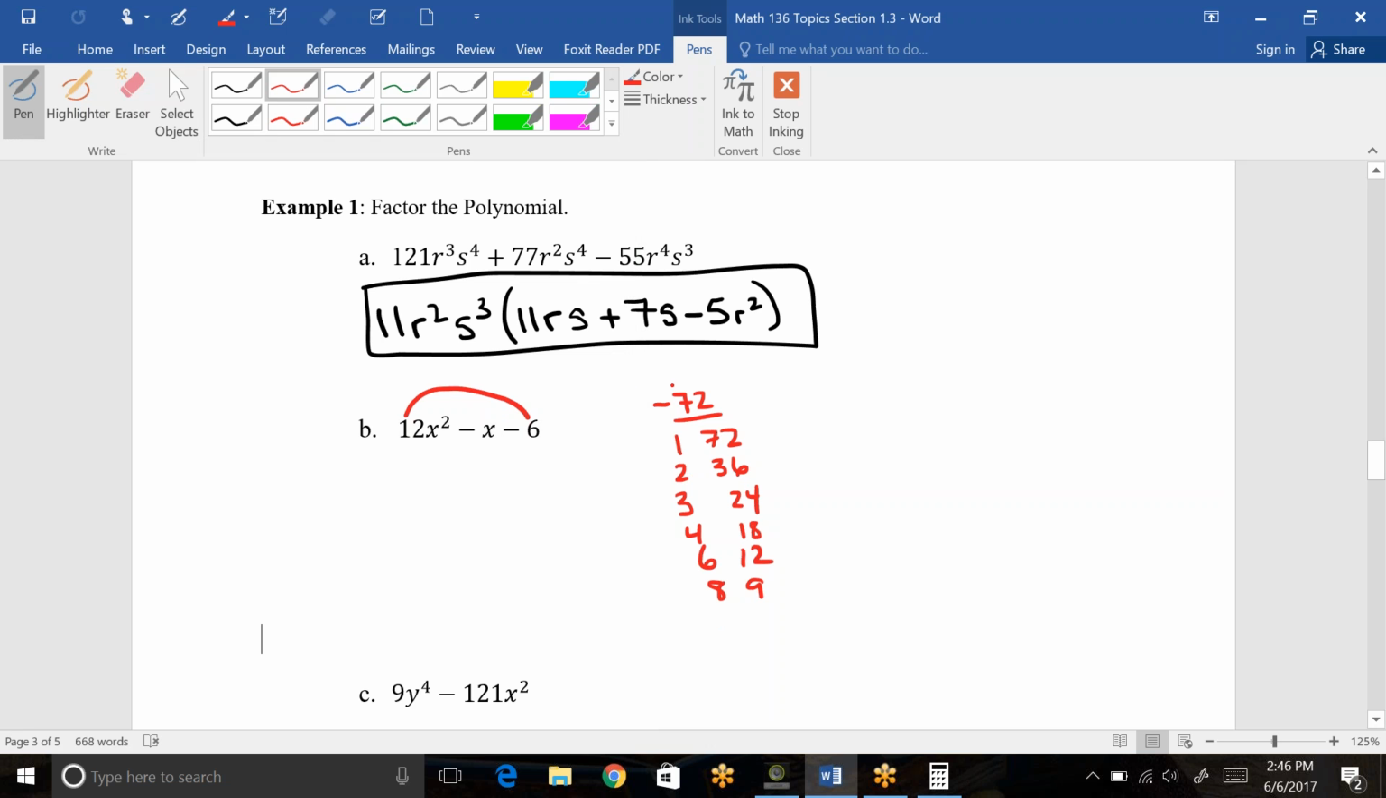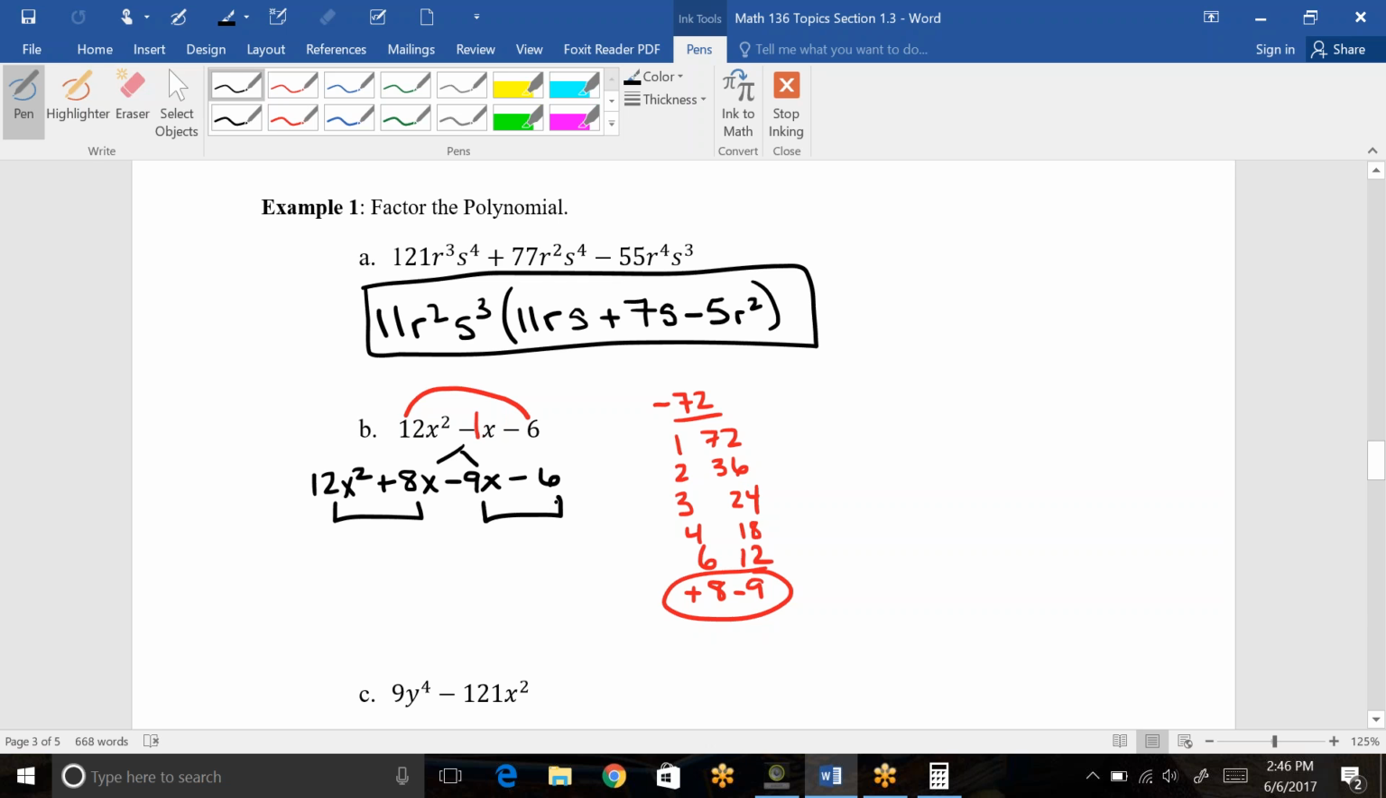These need to multiply to negative 72 and add to negative 1. So it has to be a positive 8 and a negative 9 because they have to multiply to a negative but add to a negative 1. Okay, so we're going to split this up. This would be 12x squared. It doesn't matter which one of these you write first, so I'm going to write positive 8x and negative 9x. That's this part right here, split into 2. And then minus 6 comes down.